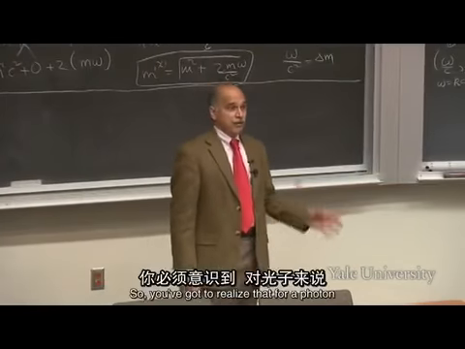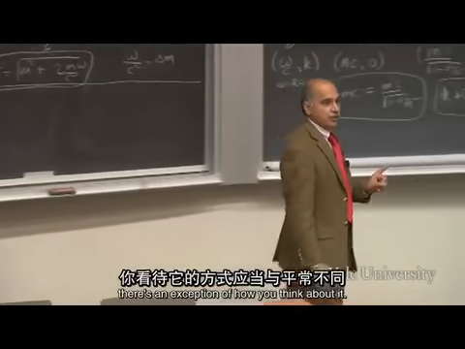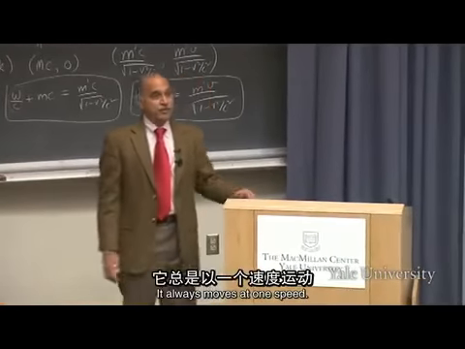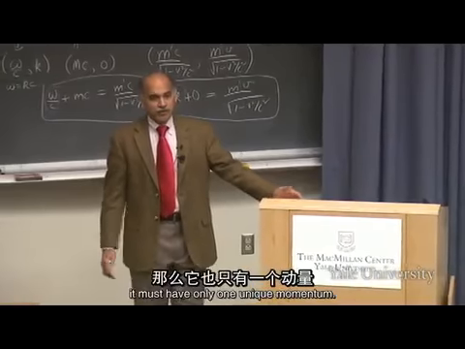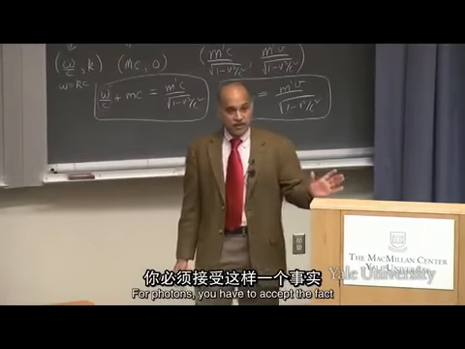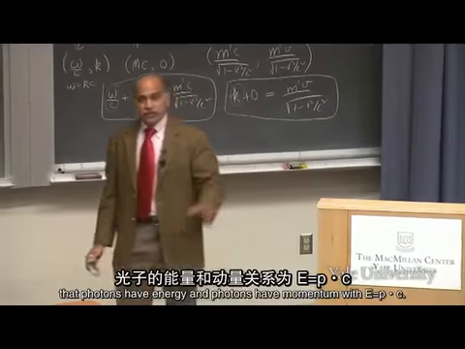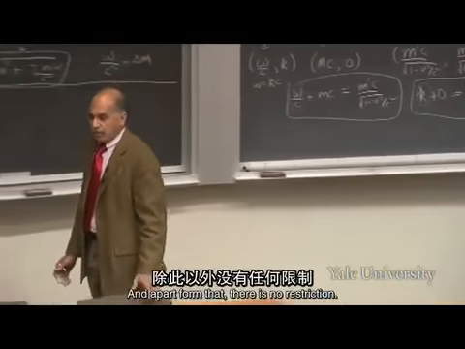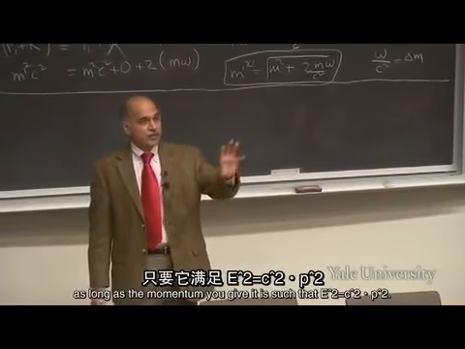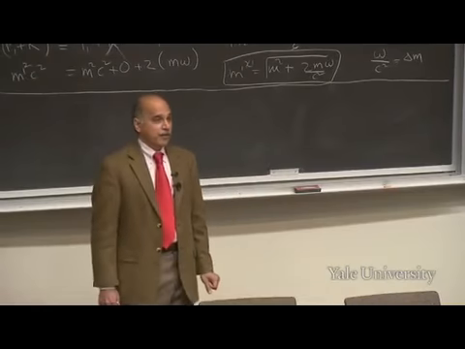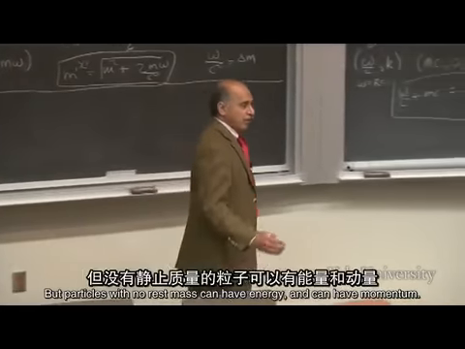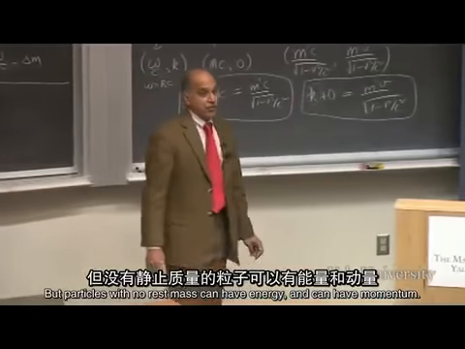You're in real trouble. So you've got to realize that for a photon, there's an exception to how you think about it. You don't think of it as an object of some mass that moves and has some energy and some momentum. It always moves at one speed. You might say if it always moves at one speed, it must have only one unique momentum. That's not true either. So they are a little tricky. For photons, you have to accept the fact that photons have energy and photons have momentum with E equal to pc. And apart from that, there is no restriction. You can give a photon any energy you like as long as the momentum you give it is such that E squared equals c squared p squared. And you cannot go to the frame in which the photon is at rest. There is no such thing. It has no rest mass. But particles with no rest mass can have energies and can have momentum.